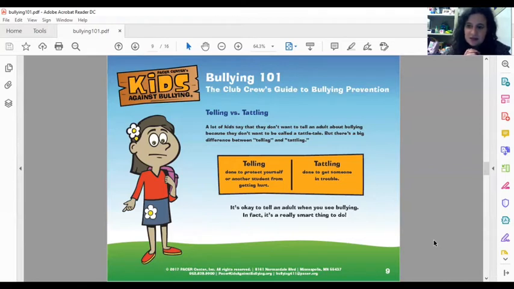So just examples like that where you're not being hurt, that is more tattling. That's when you just tell just to get someone in trouble. And remember, it's always okay to tell an adult if you see bullying or if you see it happening to you or if you know it's happening to you. It's actually the really smart thing to do because an adult can help.